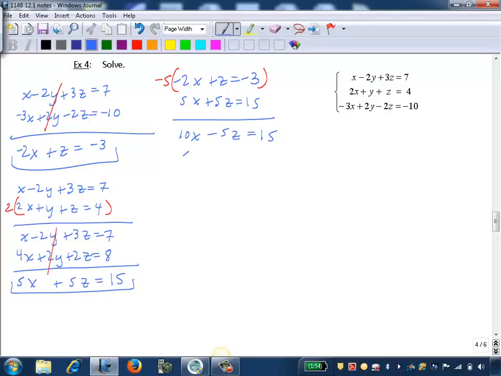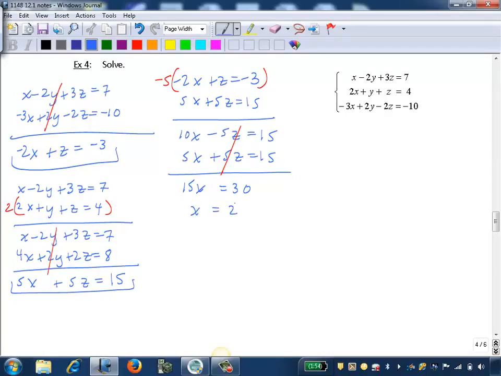I'll rewrite my second equation, 5x plus 5z equals 15. And now when I add down the columns, 10x plus 5x, I'll get 15x. I add my -5z and +5z, those add up to 0, they're eliminated. And then I add my 15 and 15, and I get 30. So then I just divide each side by 15, and I get x equals 2.